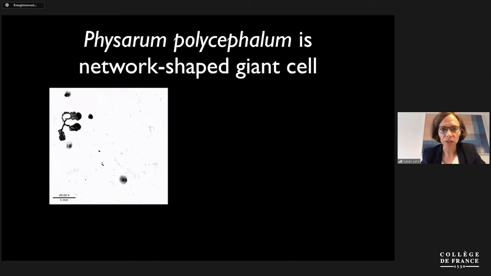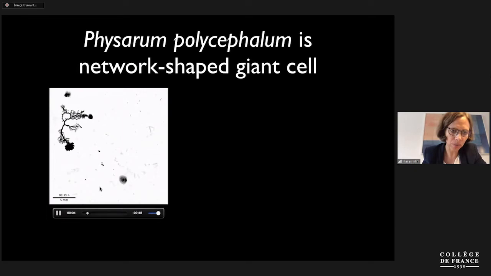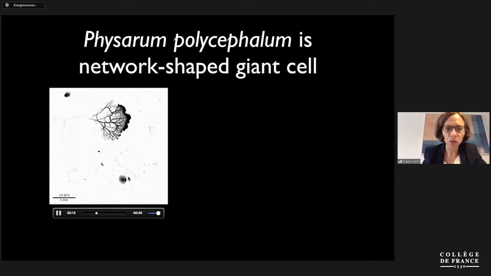Instead, we're using Physarum polycephalum as a network-shaped giant cell. Here you see Physarum crawling on a petri dish, where these black dots represent food. And this happens on a time scale of 3 days in total. What you see here is that this organism behaves as a single giant cell with a mesmerizing shape of interlaced tubes as a network. And now this network is very dynamic and adapting continuously as the organism forages for food.